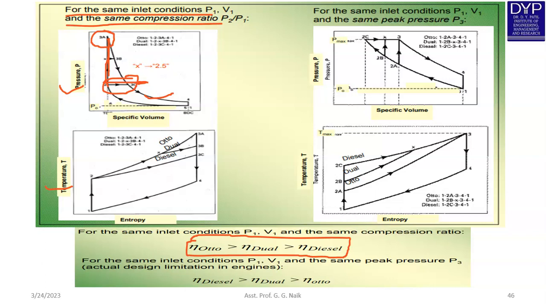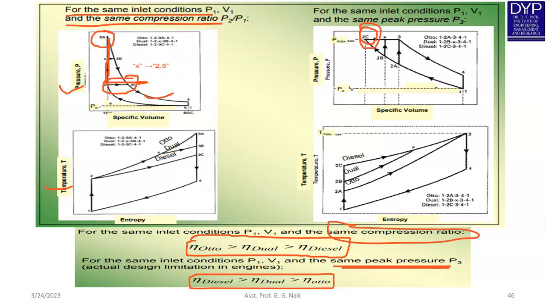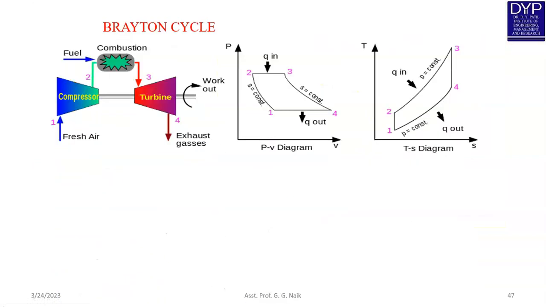For the same inlet conditions P1 V1 and the same peak pressure, the efficiency of the diesel cycle is more than the efficiency of the dual cycle, which is greater than the efficiency of the Otto cycle. So for the same compression ratio, the efficiency of the Otto cycle is more, and for the same peak pressure, the efficiency of the diesel cycle is more. Remember these points. Next, let us see the Brayton cycle.